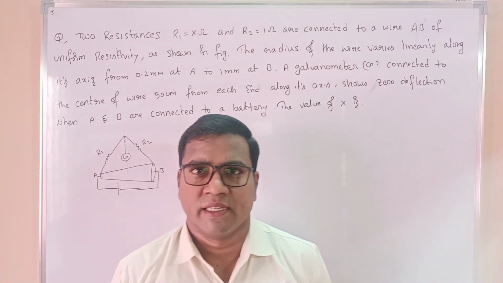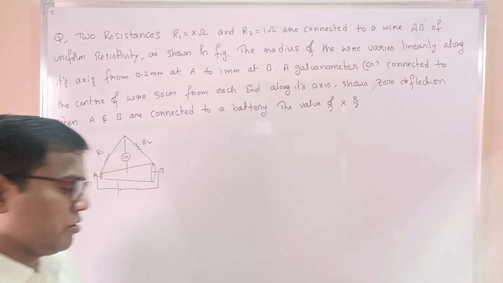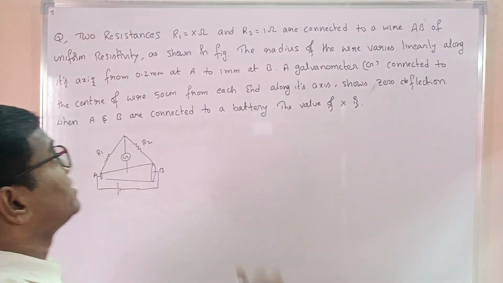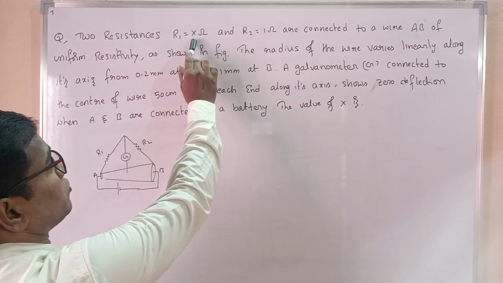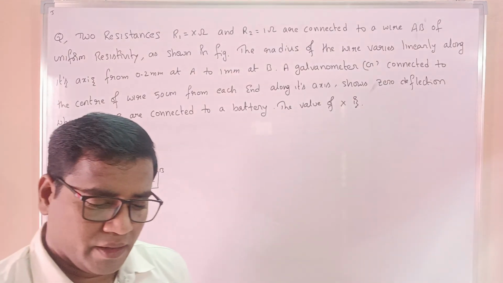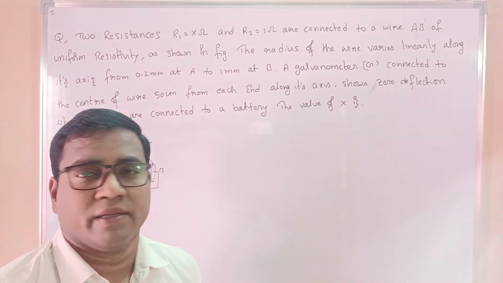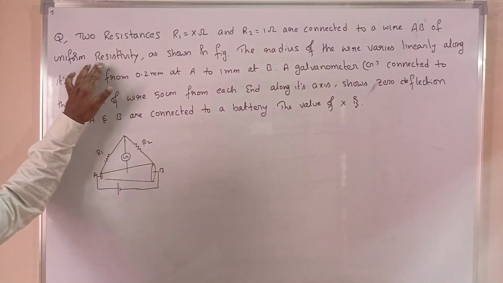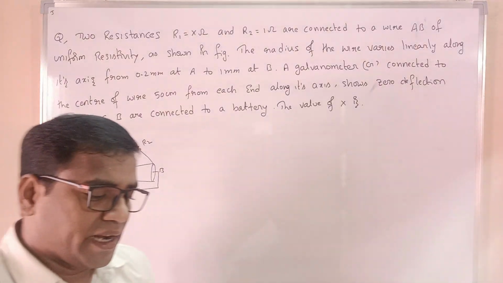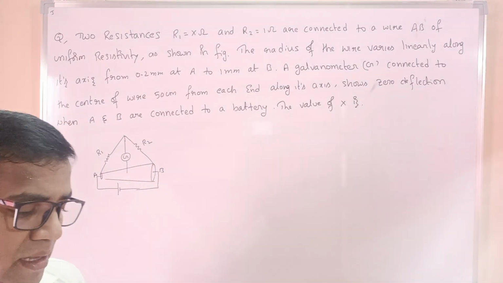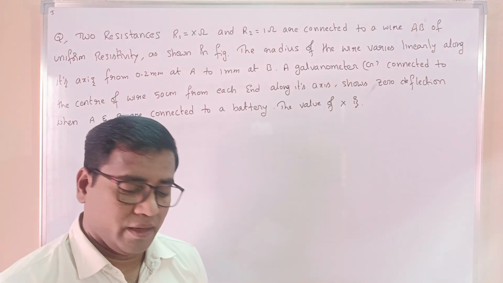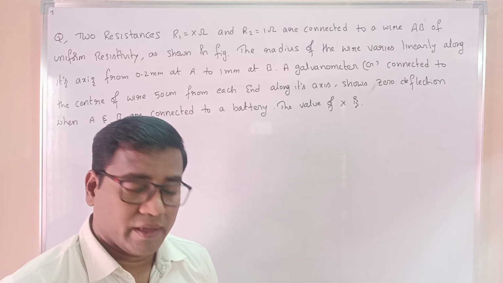Dear students, let's see this question. Two resistances R1 equal to X ohm and R2 equal to 1 ohm are connected to a wire AB of uniform resistivity, as shown in the figure. The radius of the wire varies linearly along its axis from 0.2 millimeter at A to 1 millimeter at B.